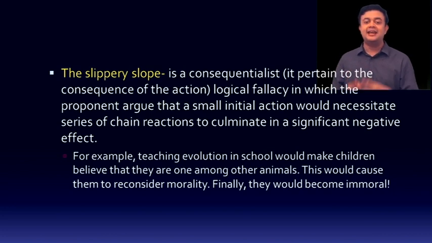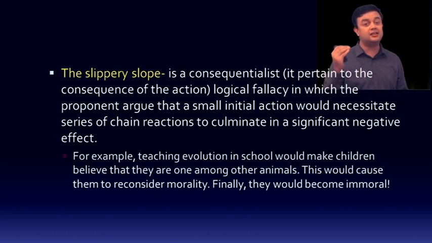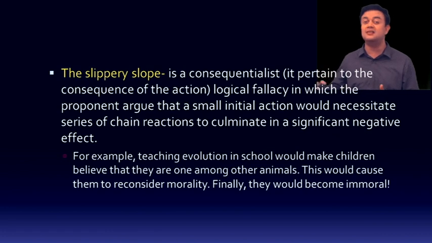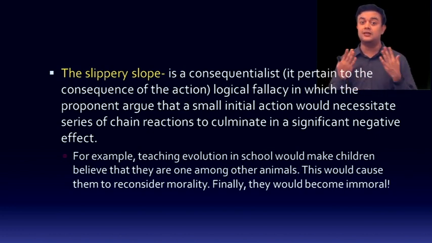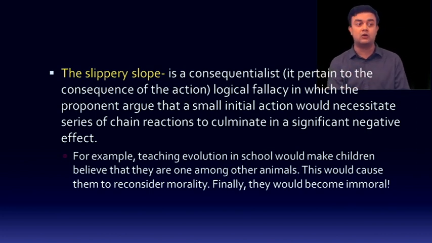One example is that teaching evolution in school would make children believe that they are one among other animals, countless number of animals. So this would cause them to reconsider the morality. Finally, they would become immoral, right? So that kind of argument is what you call the slippery slope. So you should not teach evolution, because teaching evolution will make the children think they're animals, and they will practice what the other animals do. So that is actually consequentialist, that is slippery slope.